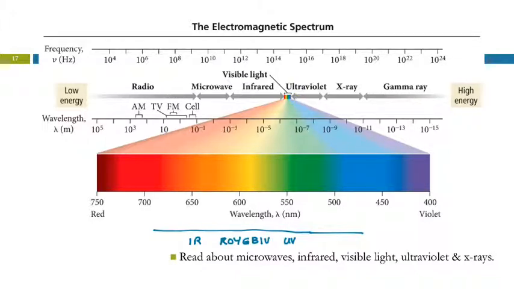Ultraviolet radiation, we should all know, is what gives us a sunburn. So I remember sunburn, that's what burns you, something with higher energy. So that tells me that this end is higher energy. And the other end is lower energy.